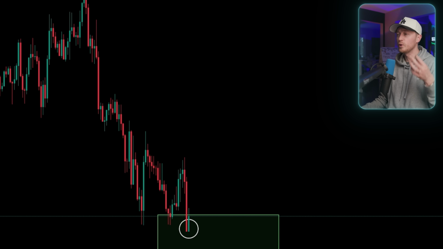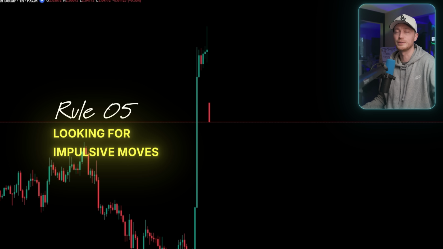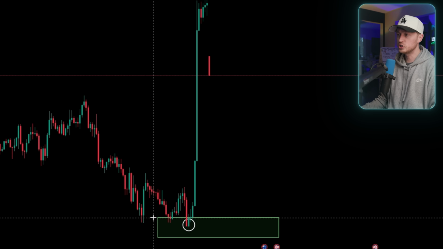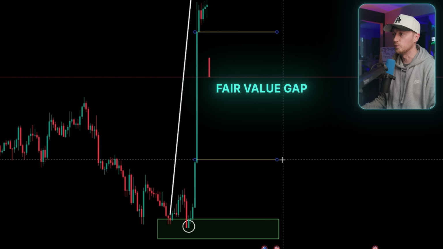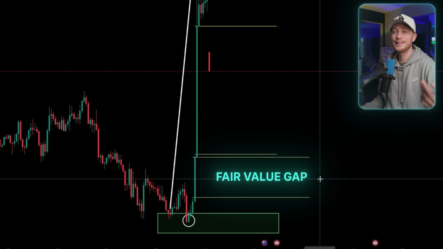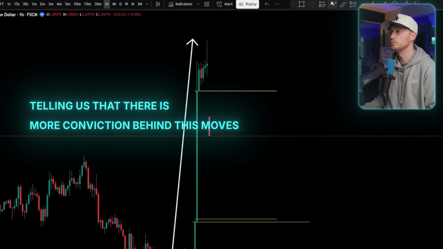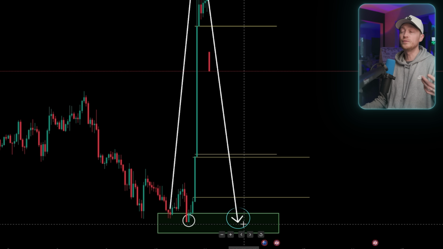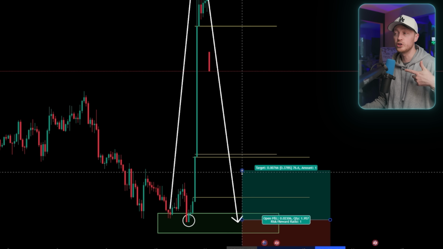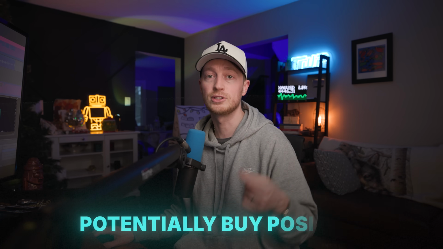Another thing I'm looking for is impulsive moves, supply and demand levels. This huge push up in price right here that's creating multiple fair value gaps is telling us there's more conviction behind this move. So when that price comes back to my level right here, I'm going to feel very strongly and very good about a potential buy trading position.